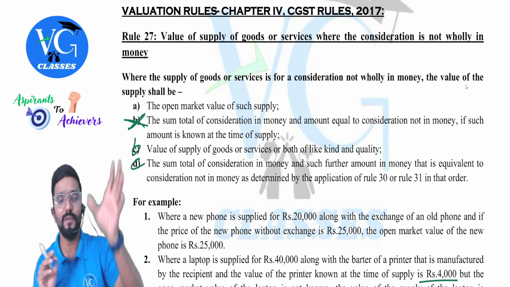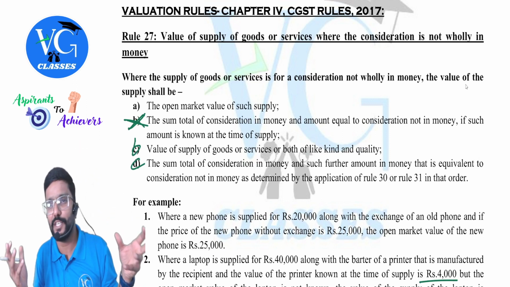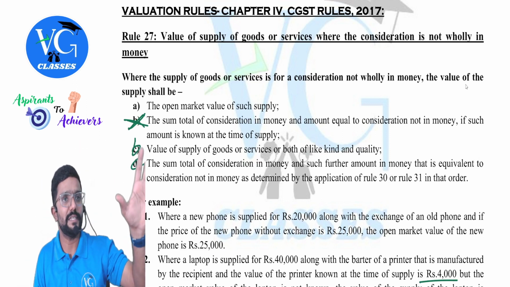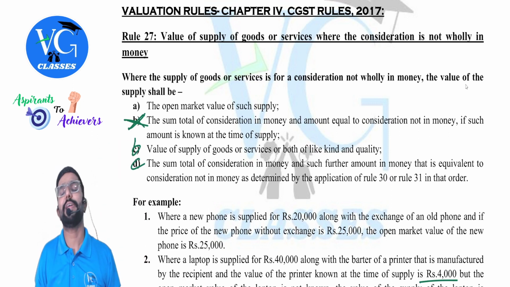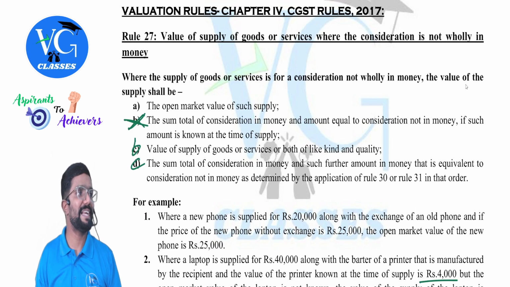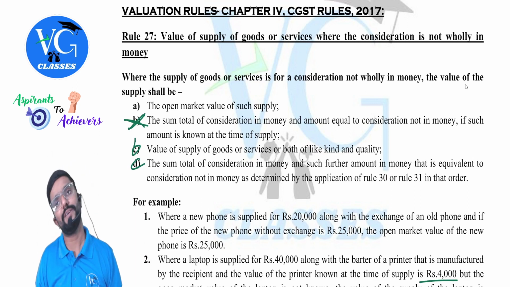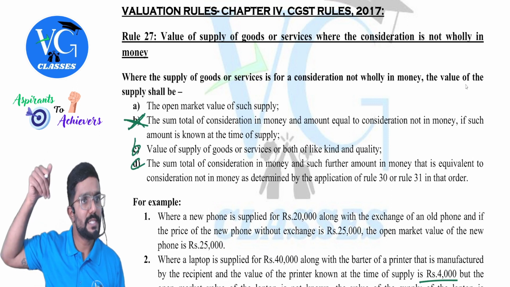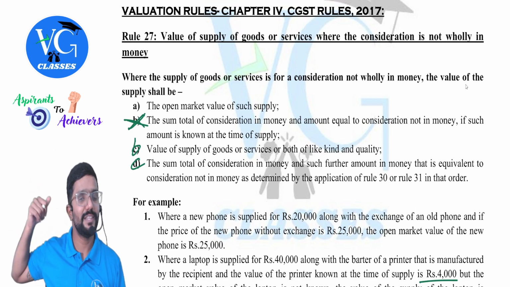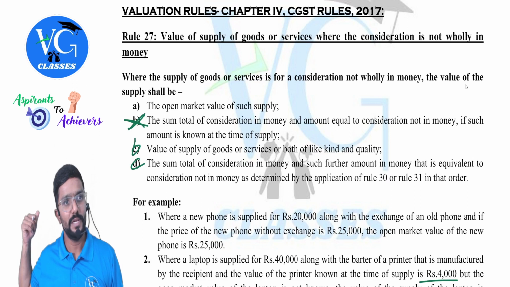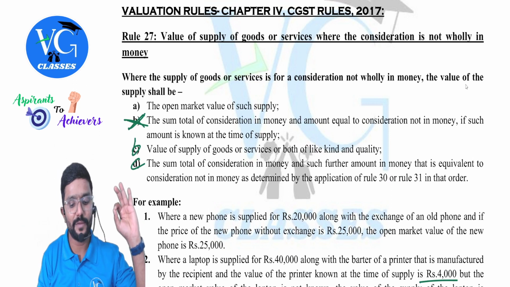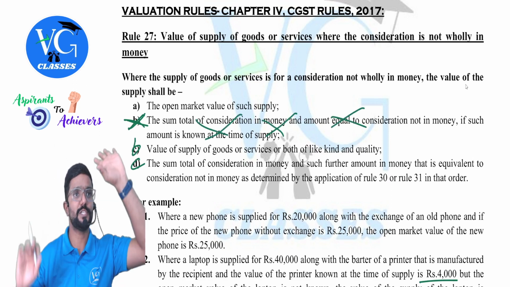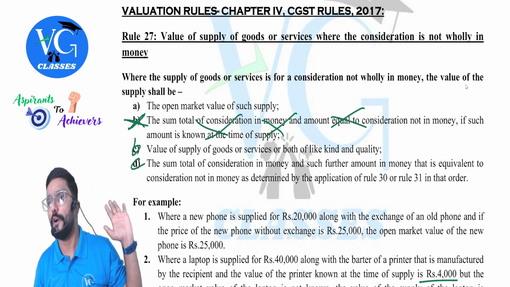Hope you're understanding. Here we will do consideration in money, consideration not in money and all. There is nothing like that. Straight away we need to take open market value. If not, the value of the product of like kind and quality. If not, straight away rule 30 or 31. Is that clear? If you remember this, then rule 28 becomes easy, guys. In 28, this part will not come. That's all. The remaining is in the same order.